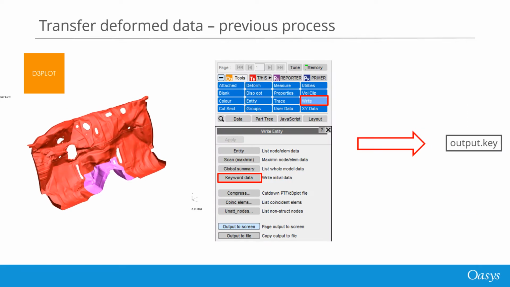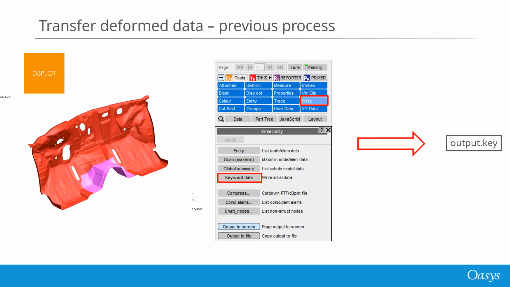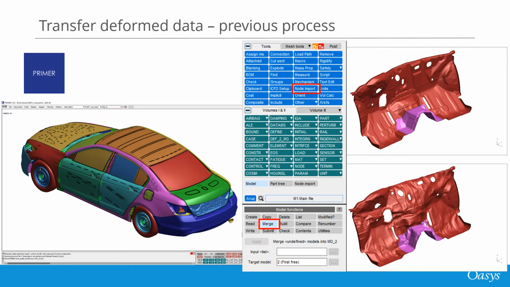Now previously, to transfer deformed data from results back into your original keyword model, it would be a two-step process. The first step would be to write the deformed information out of D3PLOT in keyword format. And for this, you would use the Write Keyword Data option. The second step would be to import that deformed data into the original model in Primer. For that, you would use Model Merge or Node Import.